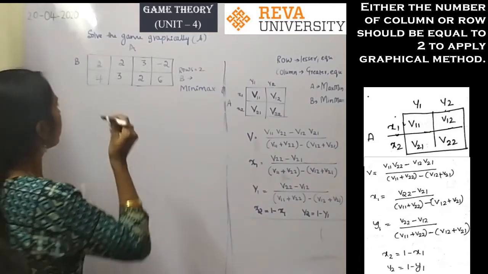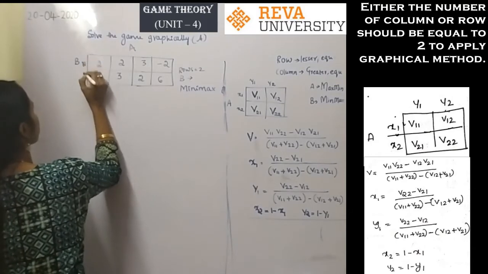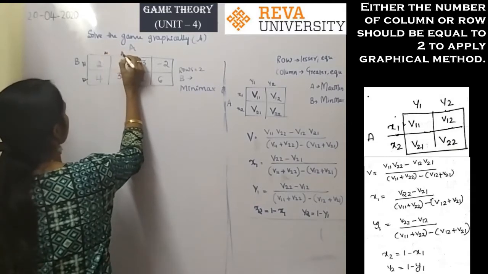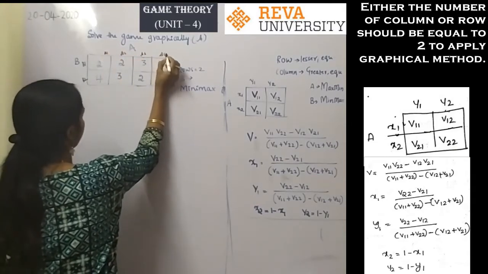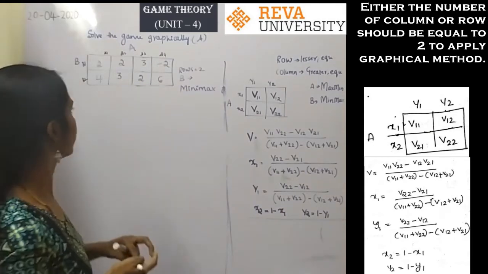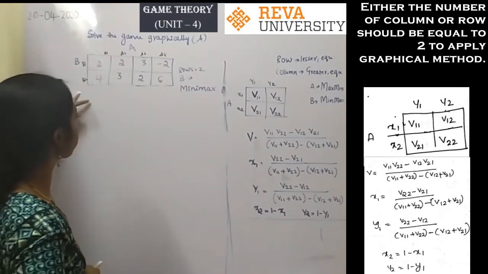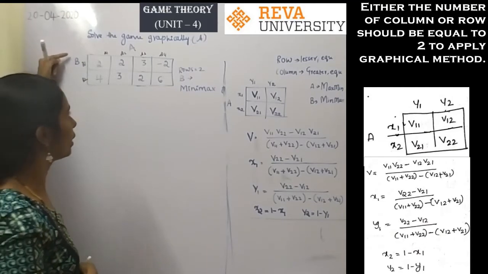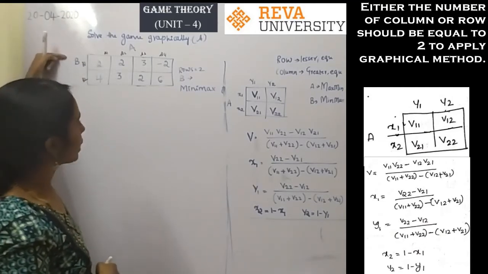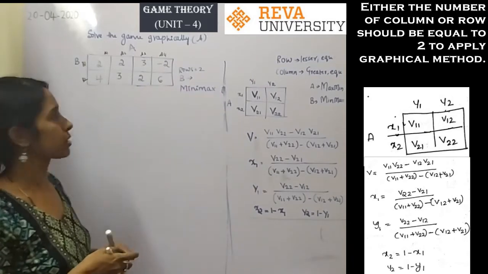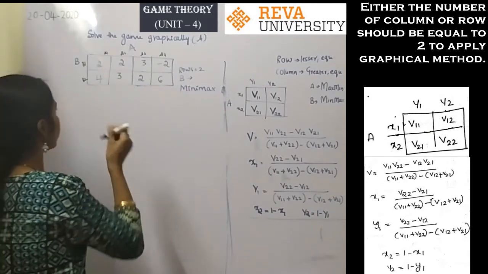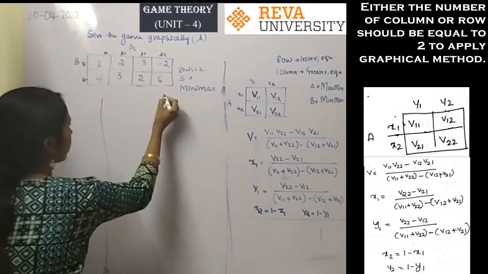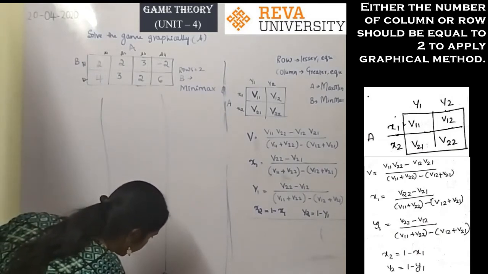Now, see here, player B has two strategies, B1 and B2. Player A has strategies A1, A2, A3, A4. So, player A has 4 strategies, player B has 2 strategies, and the number of rows equals 2 here. So, we will be considering this as a reference line. This represents B, and B uses the minimax function. Now, consider the reference line. This represents B1 and this represents B2.